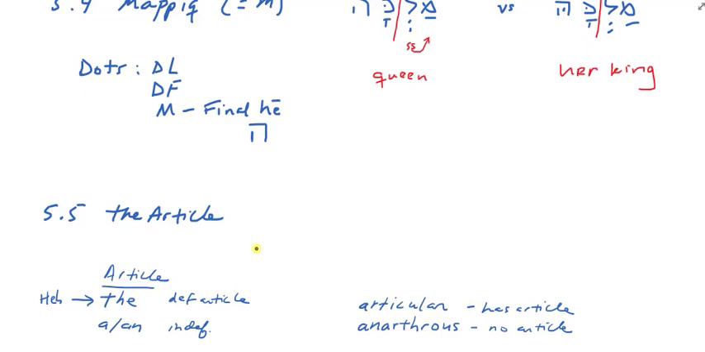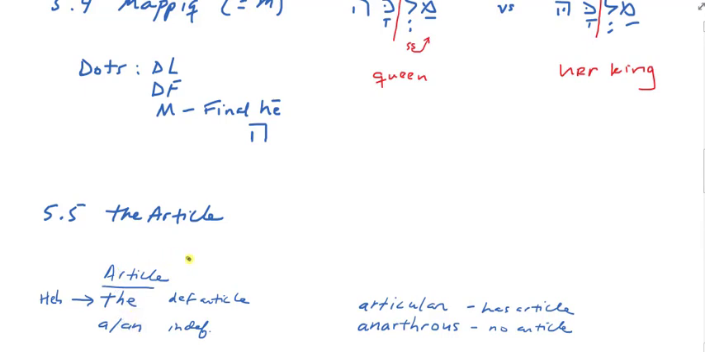I could say, once upon a time, there was a princess. I'm the storyteller, so I know the princess, but you don't know the princess. So I'm going to use the indefinite article. And then when I've introduced that princess to the story, there was a princess, I'll now start using the definite article. Now, the princess was beautiful, and so forth. Okay? So we have different articles in English.